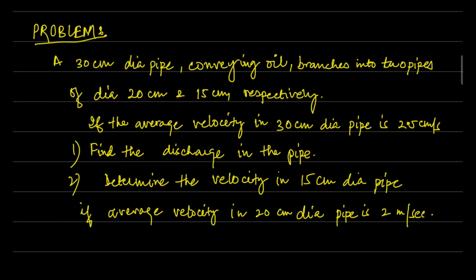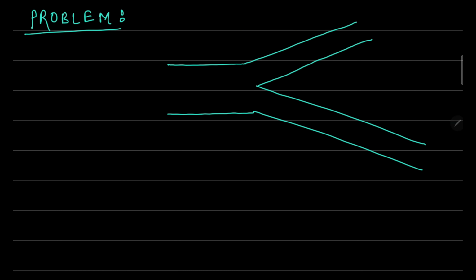The second question is determine the velocity in the 15 centimeter dia pipe if the average velocity in the 20 centimeter dia pipe is 2 meter per second. So let's draw the figure corresponding to this question. The 30 centimeter dia pipe is here, where D1 is 30 centimeter and the average velocity in this pipe is 2.5 meter per second.